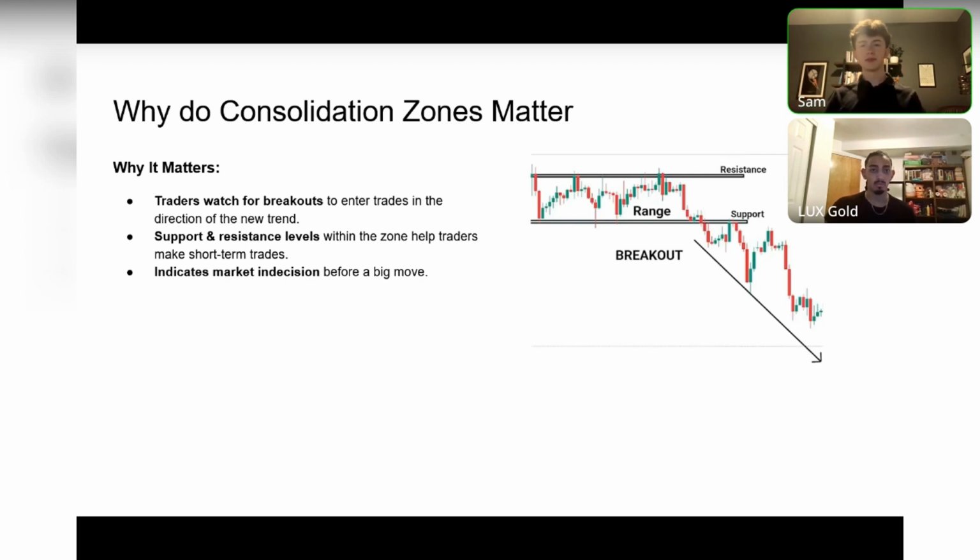So support and resistance levels within the zone help us make those short-term trades. So as you see, when we come up to this resistance, we bounce off it. If I wanted to take puts at that resistance level where we keep bouncing off, I could take puts off resistance and then hold them to my support. That's another way you can trade.